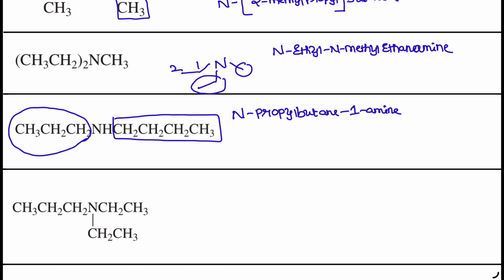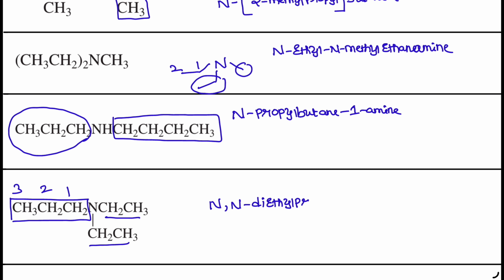Next, tertiary amine. This is the longest chain. First carbon, second carbon, third carbon. This is ethyl, this is also ethyl. Both are attached to nitrogen, N,N-diethyl propane-1-amine.